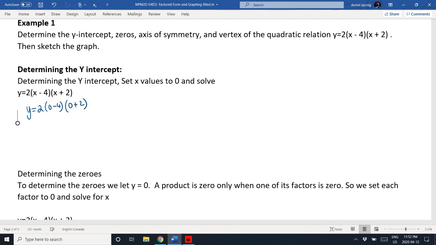And using BEDMAS, we're just going to solve the brackets. So y is equal to 2(negative 4 plus 2)... and then we just multiply across. So y is equal to 2 times negative 4, which is negative 8, times 2. y is equal to negative 16.